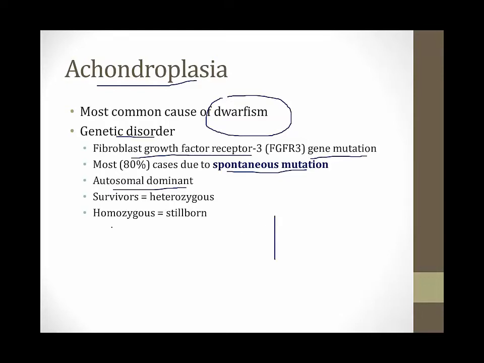If you have two copies of the gene and you are homozygous, you will not survive. Babies who are homozygous are stillborn. So if you see a patient who has dwarfism from achondroplasia, that patient must be heterozygous and have a single abnormal copy of the gene.